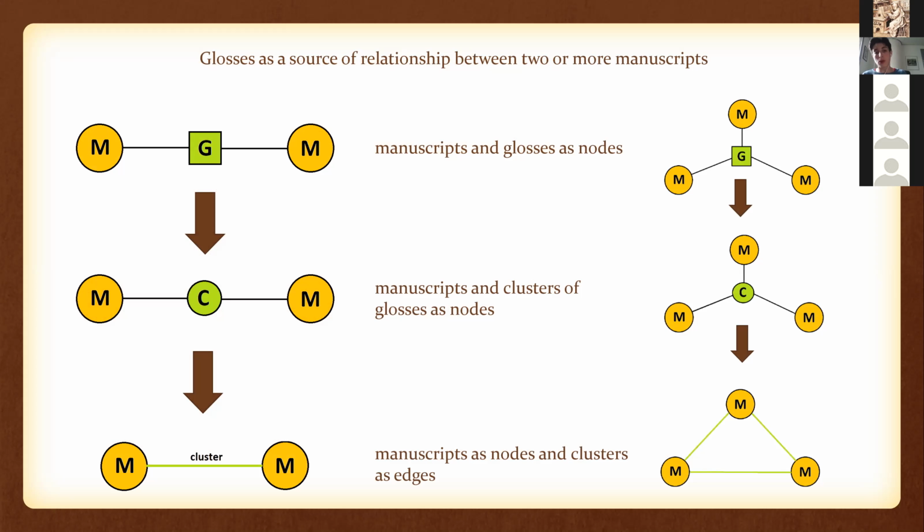And in the end, we can progress one step further. Instead of doing a bipartite network, we can just use these clusters as edges and give them weight to see the relationship between manuscripts. So what you're going to see is a network representation of relationships between manuscripts. It is very important: we're not going to directly see the transmission pattern.